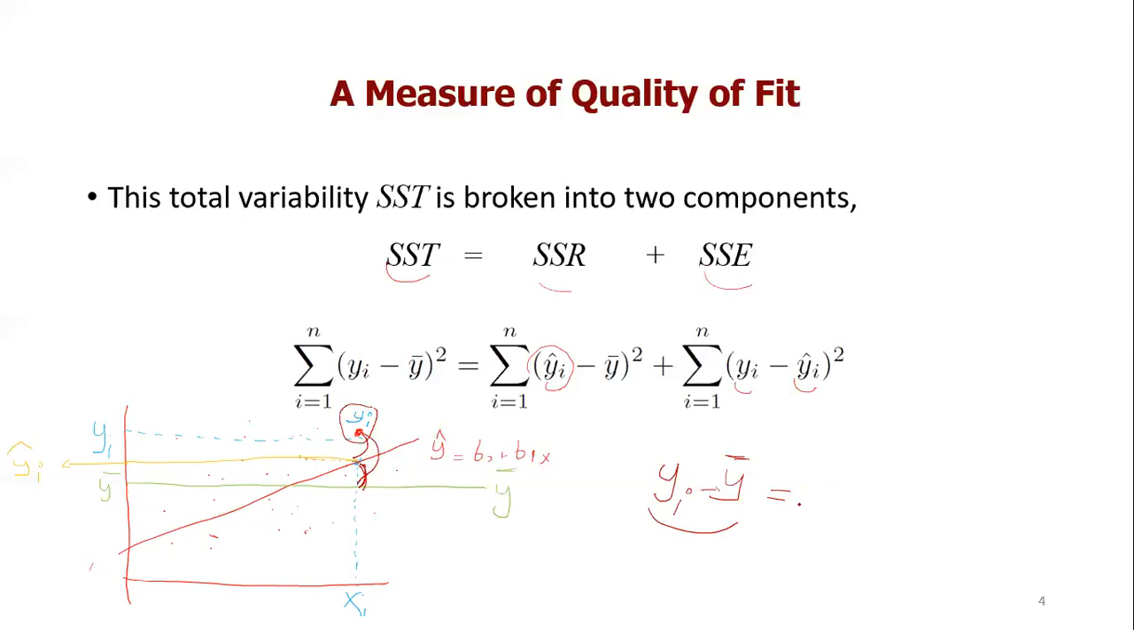What is this? This is yi hat, the prediction or the point on the line, minus y bar, right? yi hat minus y bar, just look here. And plus what? Plus the difference between yi, which is here, yi minus yi hat. Okay? So if you just sum them up, you will see that these two just cancel, right?